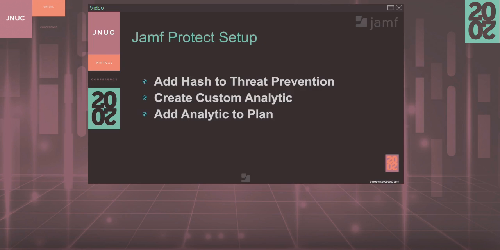So to get things set up in Jamf Protect, we've got three things we need to accomplish. We need to add the hash or the binary information to threat prevention. We need to create a custom analytic, and then we need to add that analytic to the plan.